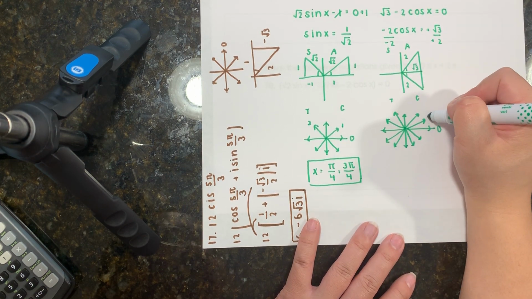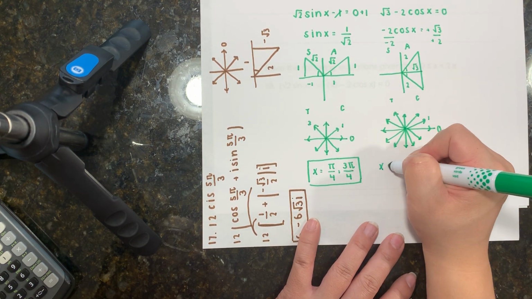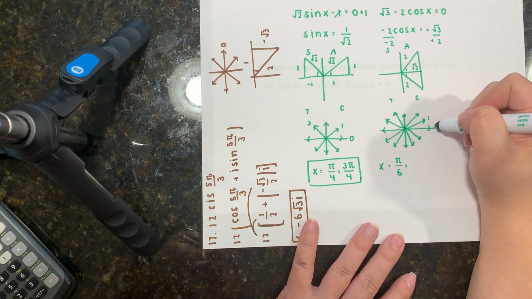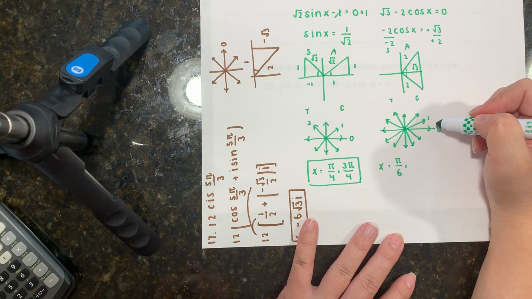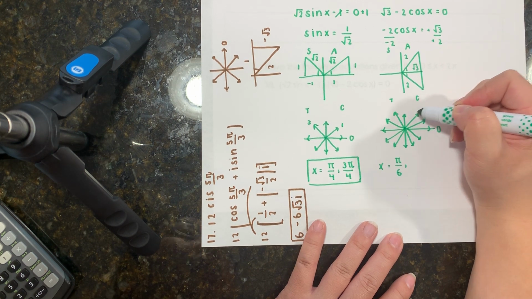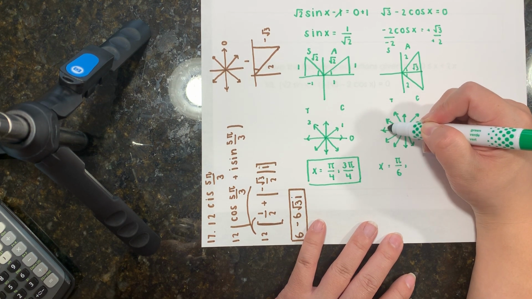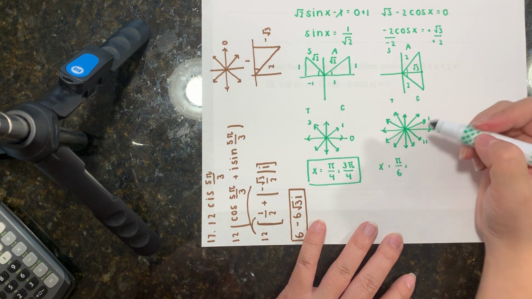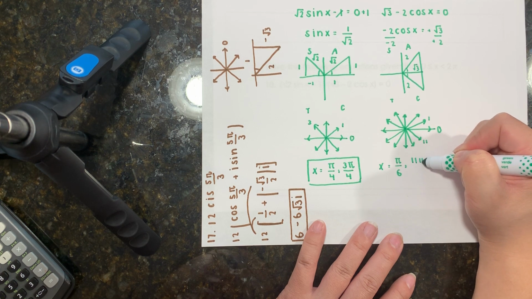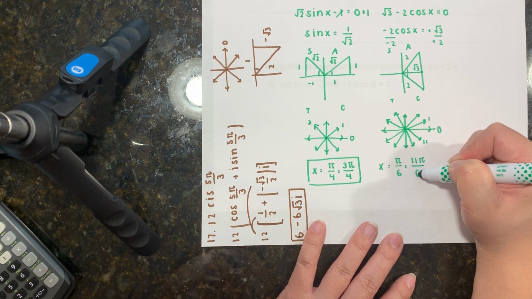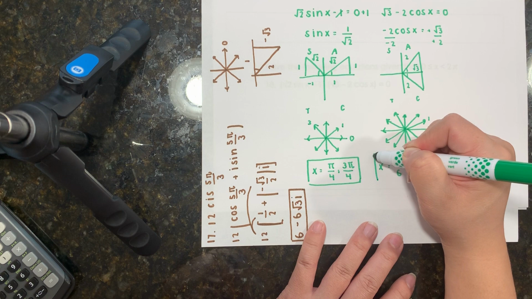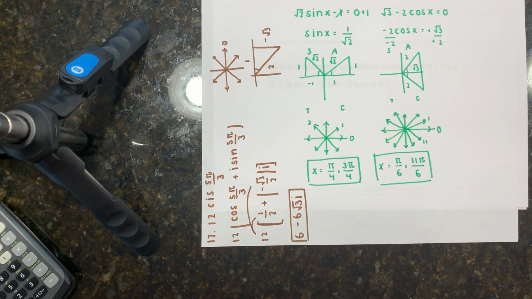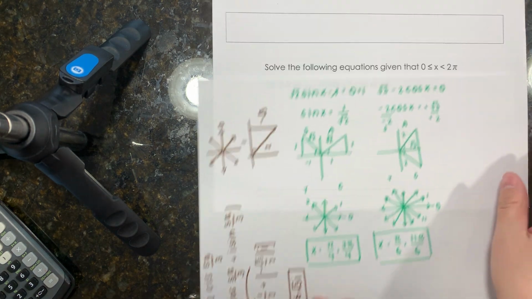The first one is quadrant 1, so that's going to be just pi over 6. The second one is in quadrant 4, so I have to count all the way around. So that would be 0, 1, 2, 3, 4, 5, 6, 7, 8, 9, 10, and this would be 11, line number 11, and 11 pi over 6. Okay, and that concludes that problem.